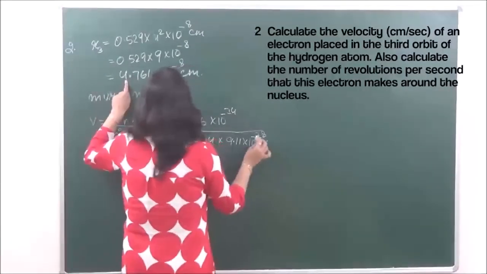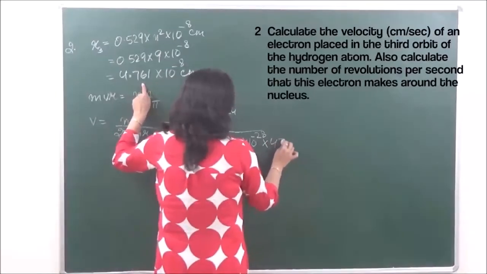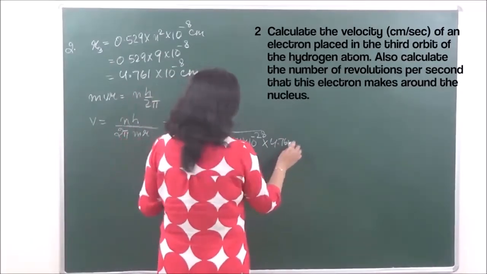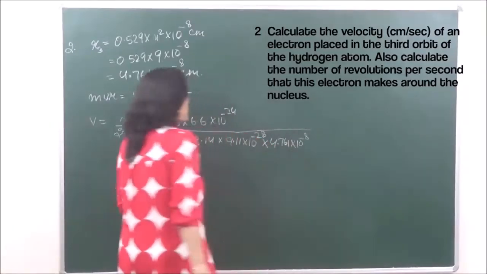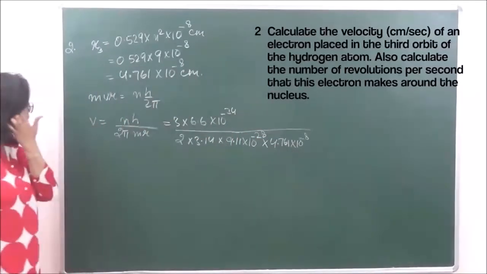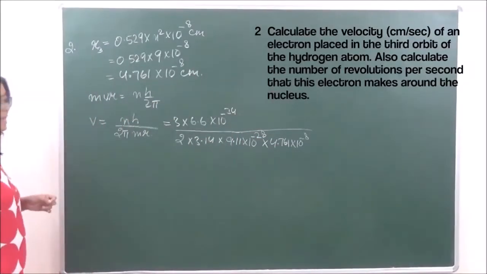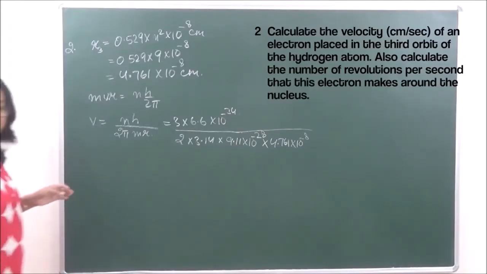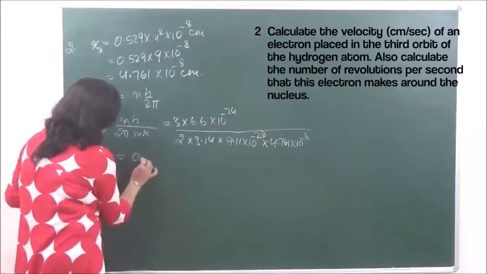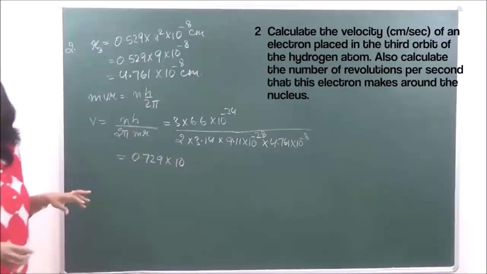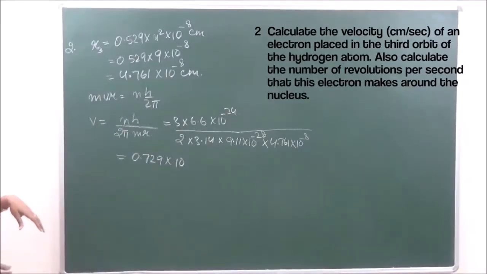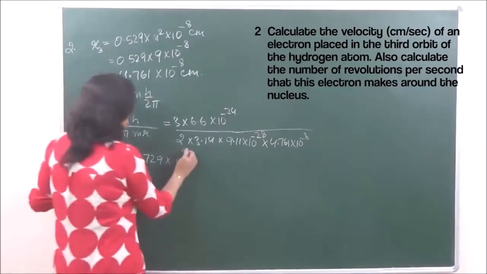So radius is equal to 4.761 into 10 raised to power minus 8. So this when calculated, the velocity is coming to 0.729 into 10 raised to power 8 centimeters per second.